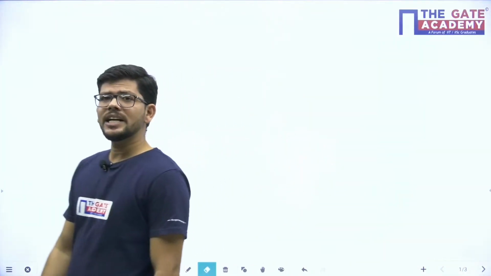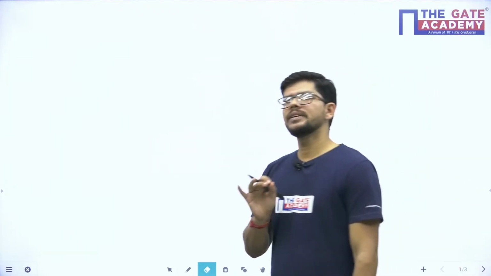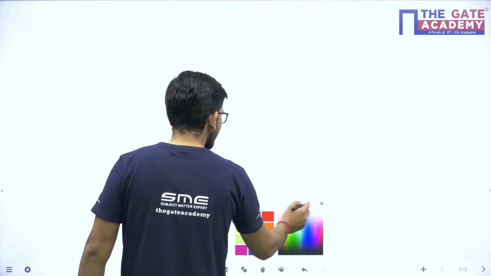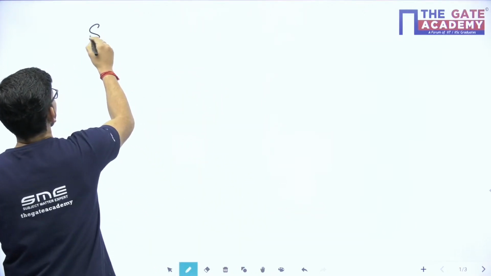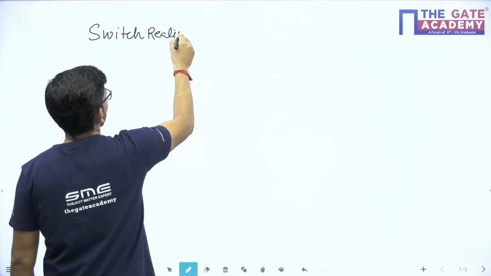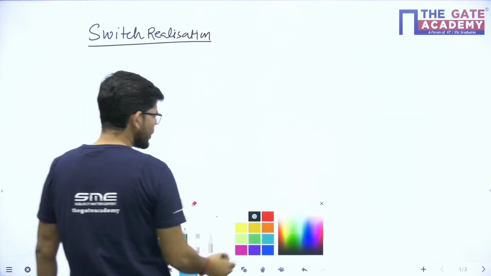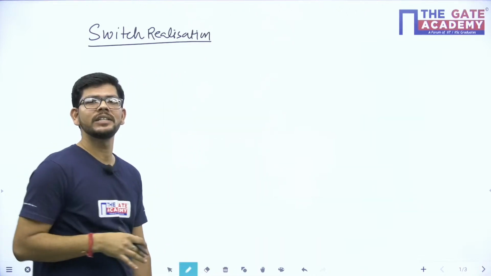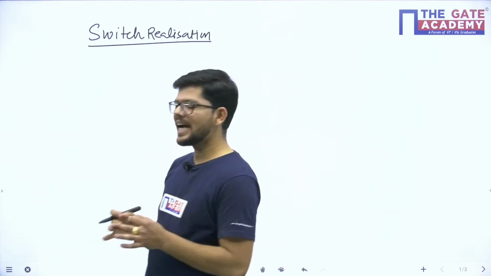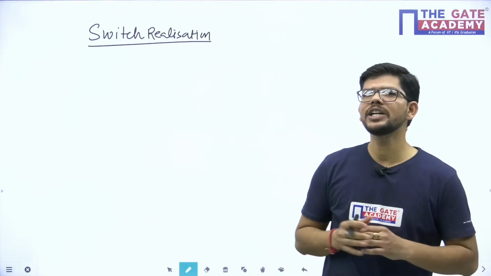In semiconductor devices, I have seen one very important question coming in each and every paper, which is switch realization. So I will start with the topic switch realization. How a particular semiconductor switch is realized depends upon the voltage that the device will block during its off state and the current that the device will conduct during its on state.